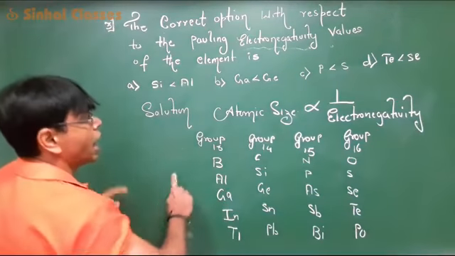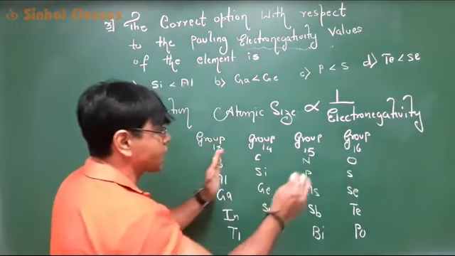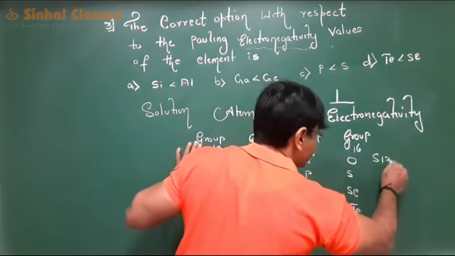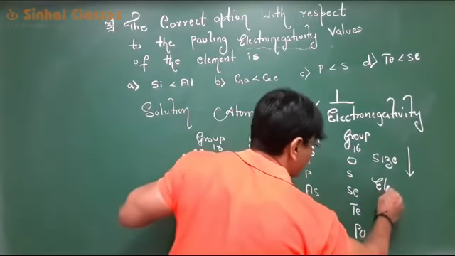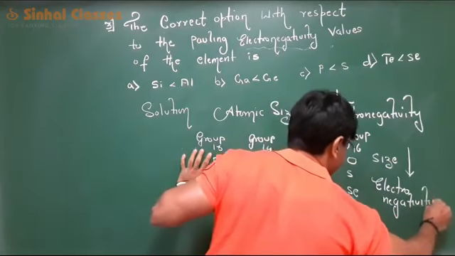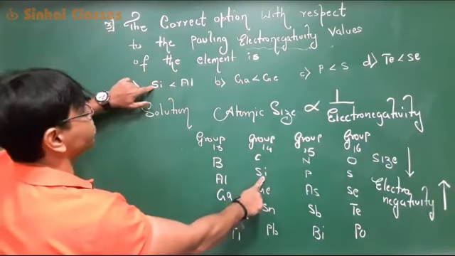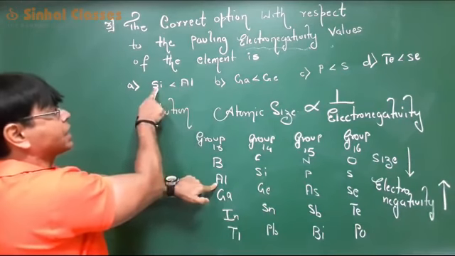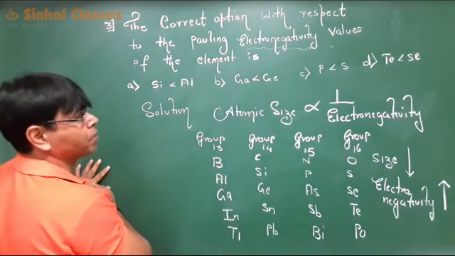Now, as we know, as we go across the periodic table, the size decreases. Across the period, size will decrease. If size decreases, electronegativity will increase. Now look at the options. Silicon and aluminium: is the electronegativity of aluminium greater than silicon? No, because silicon will be greater than aluminium.